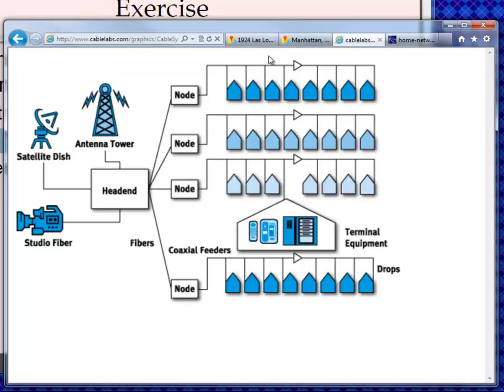Looking within an individual neighborhood, you have a bus topology, okay? Each of these houses is connected to a cable TV line that connects to a central cable TV line, but the bottom line is the same signals running back and forth to all the houses.